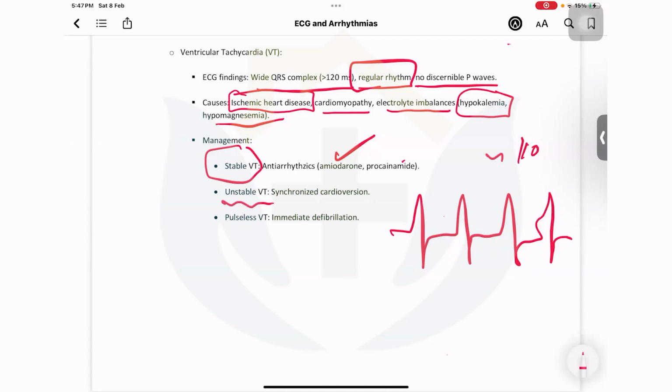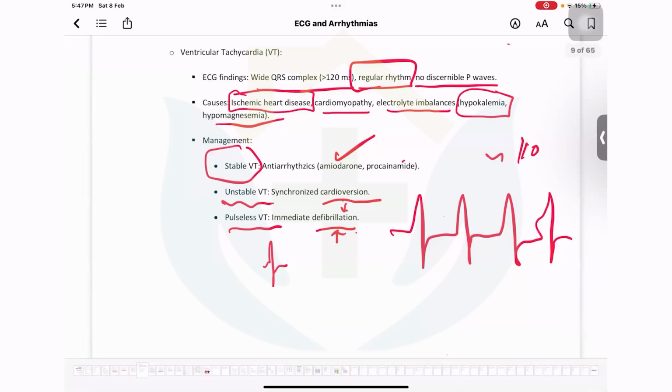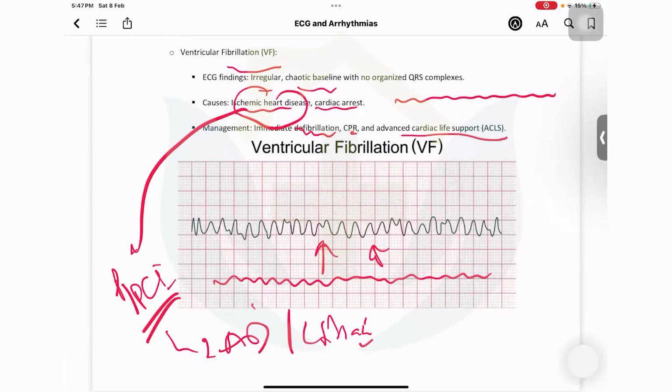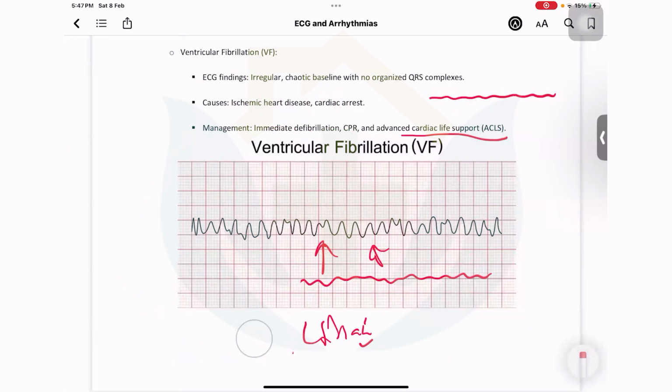Unstable VT, you need to do immediate cardioversion. And pulseless VT, because there is no pulse, there is no QRS, so cardioversion is not the term used, although the method is the same, it is defibrillation. So immediate defib for pulseless VT, cardioversion for unstable VT, and drugs for stable VT. And then there is the big brother of ventricular arrhythmias.